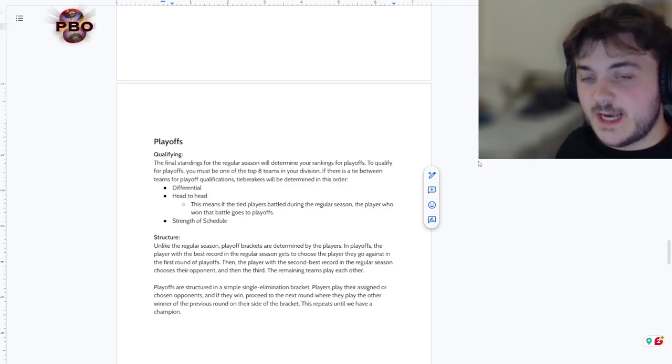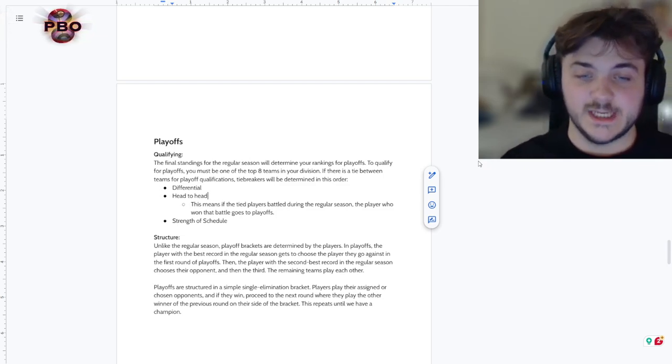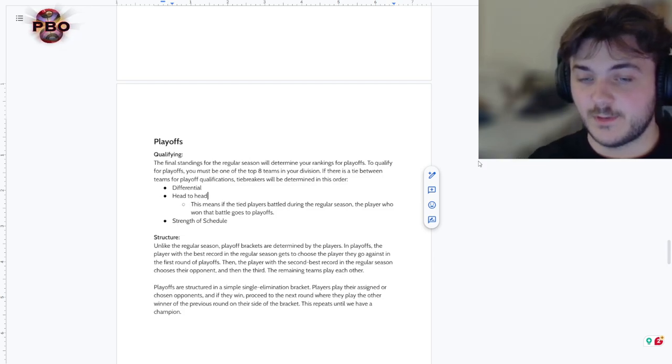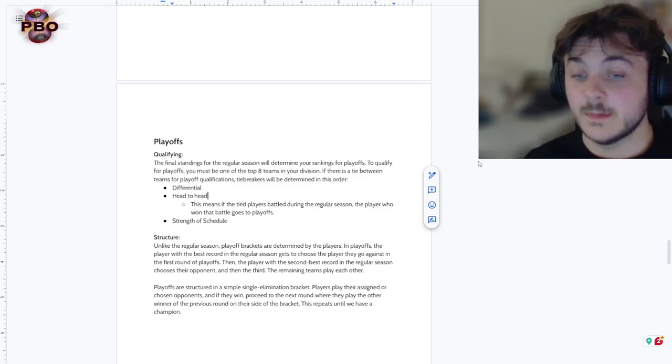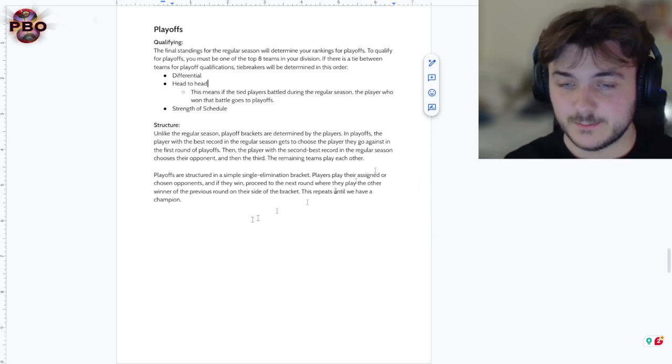Players play their assigned or chosen opponents. If they win, they proceed to the next round where they play the other winner of the previous round on their side of the bracket. This repeats until we have a champion.